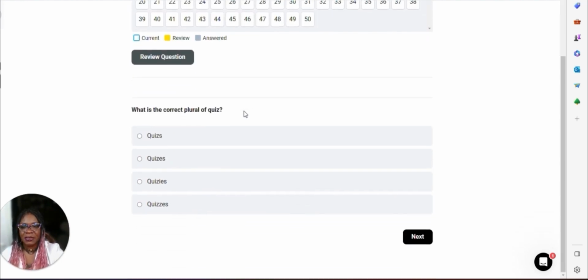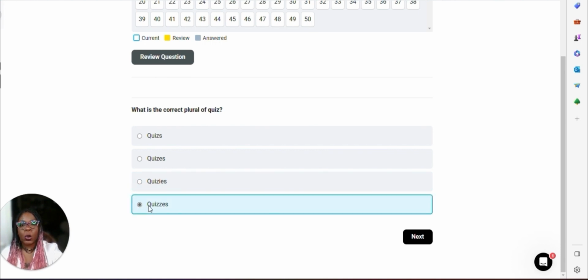Question number 11. What is the correct plural of quiz? Is it quiz, quizzes, quizzies, or quizzes? The answer for this one is going to be the last one down here at the bottom. Quizzes with two Z's, not just one.